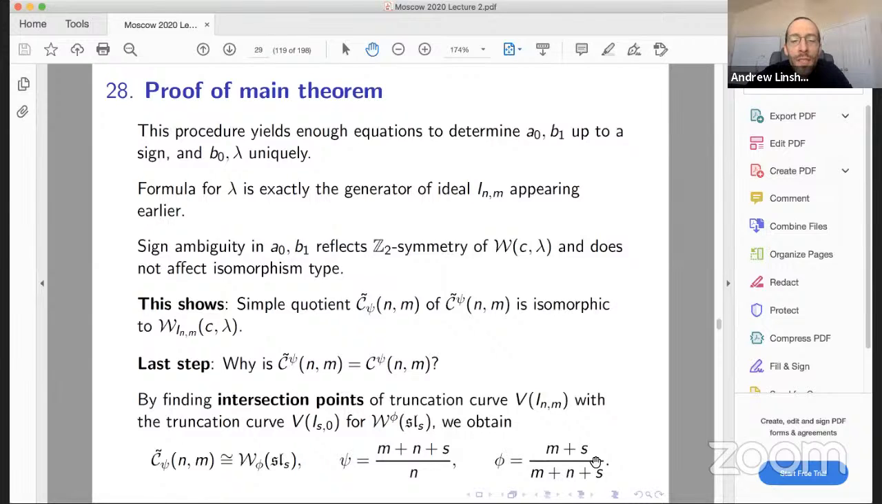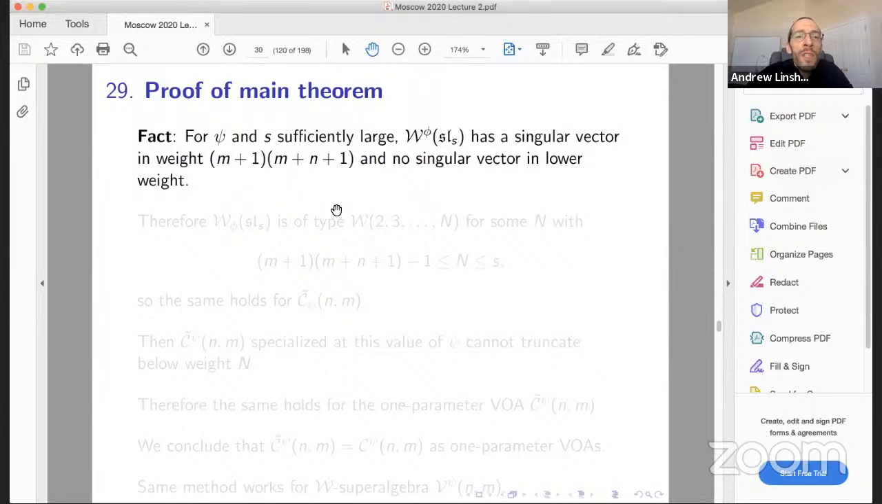The weights of the singular vectors you can calculate in the W-algebras at non-degenerate admissible level. In general, this is not such an easy thing to do. But in this case, this W-algebra has a singular vector in weight n plus 1, and no singular vector in lower weight. So what does that mean?